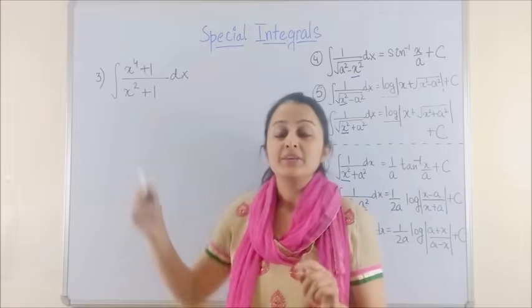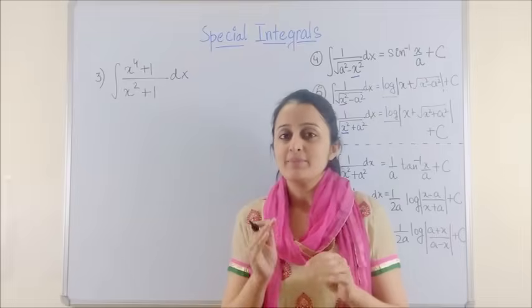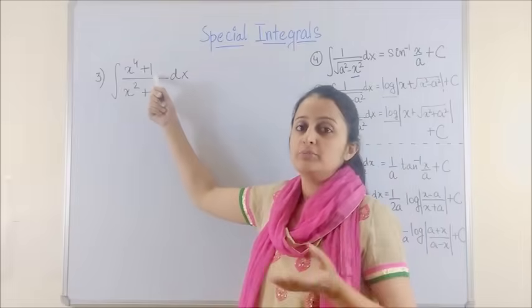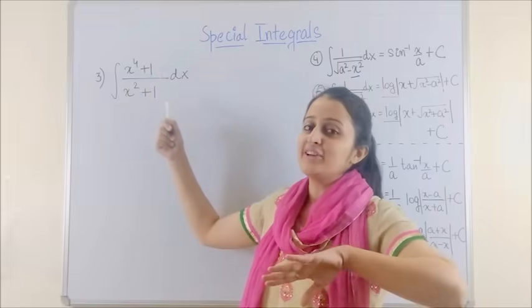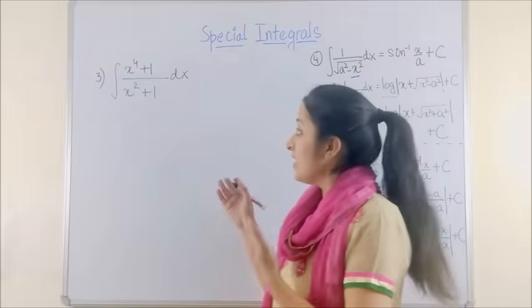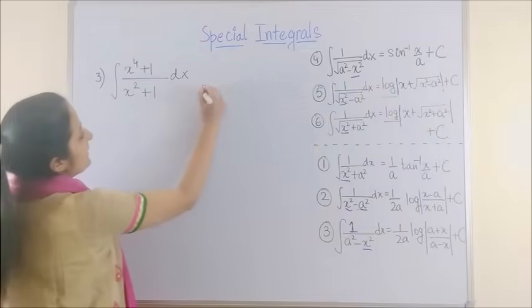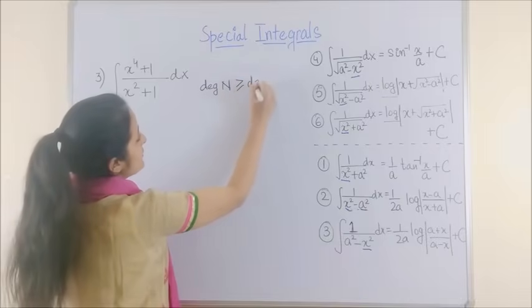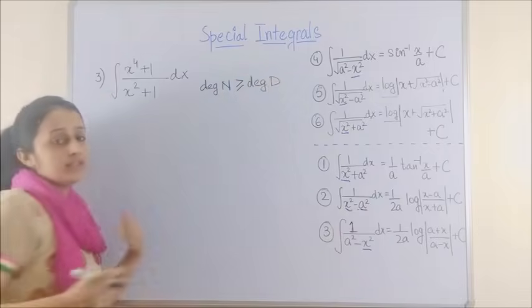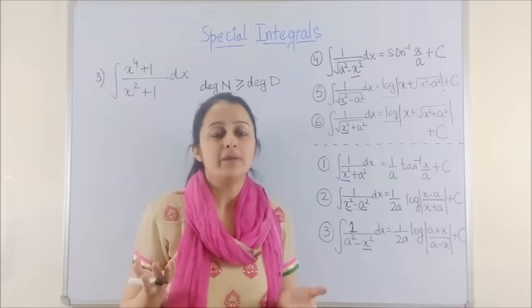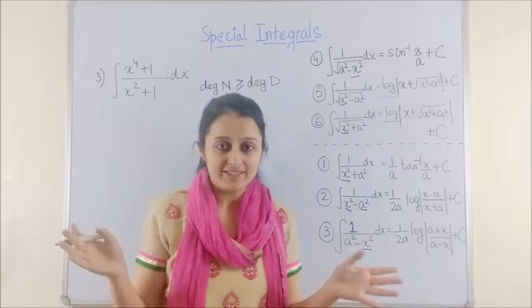Look at question 3. Though we'll discuss this concept in our later videos, the degree of the numerator should always be less than the degree of the denominator before you start doing any operation. However, in case the degree of the numerator is greater than or equal to the degree of the denominator, then you can always apply long division, or if you can do it mentally, then go ahead and split this.